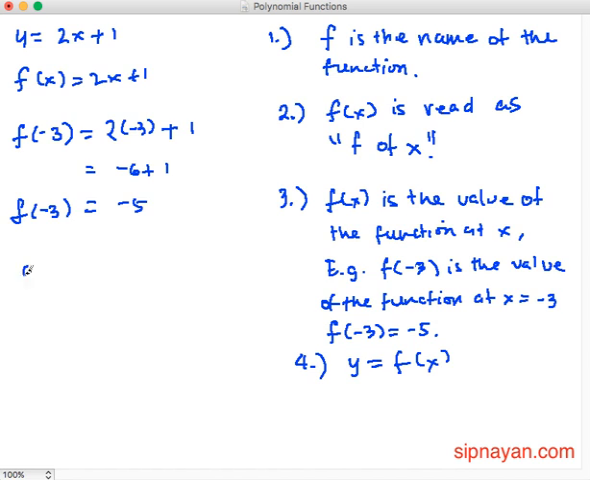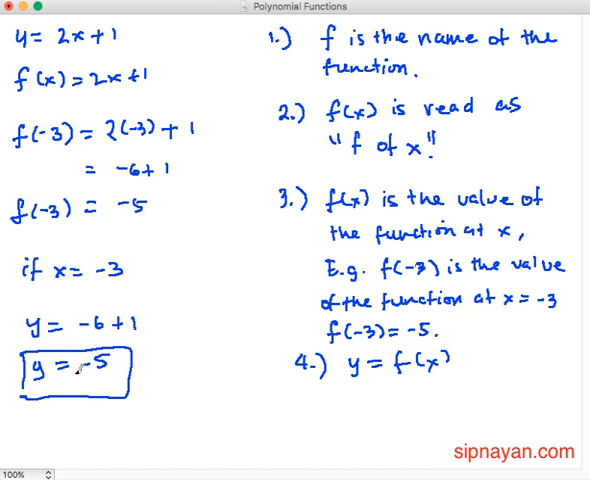So, here, if x equals negative 3, if we use this notation, then y is equal to negative 6 plus 1 din, di ba? Ito rin siya. So, y equals negative 5. No? Which is the same as f of negative 3, di ba? No? So, ibig sabihin, equal yan dalawang yan. Y is always equal to f of x.